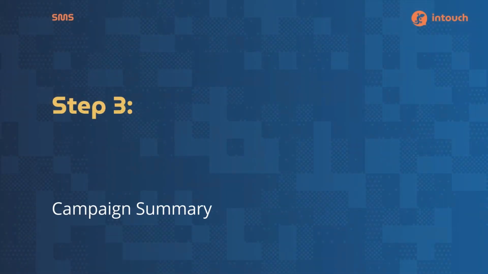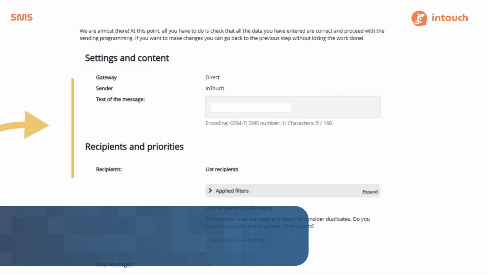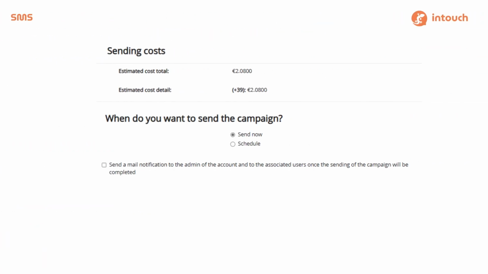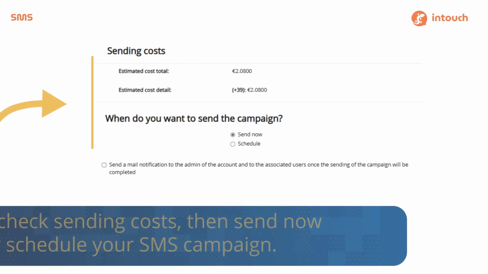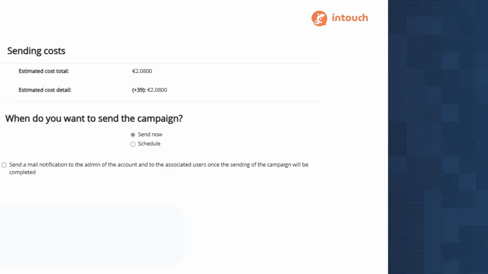Finally, we arrive at the summary. Here you can review all your campaign settings, check estimated costs, and decide whether to send it immediately or schedule it for later. If you choose to schedule it, the message will be sent automatically at the chosen time, no further action needed. And if you enable the notification option, you'll receive an alert once the send is complete.